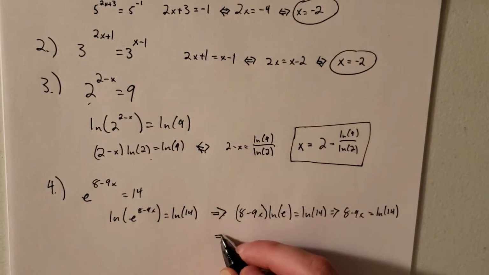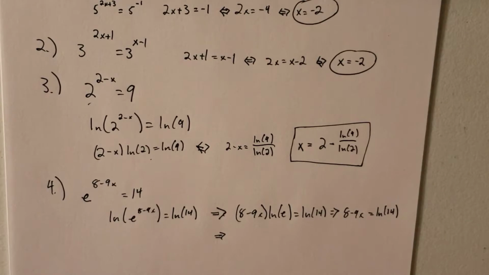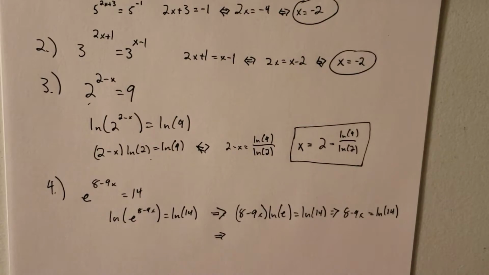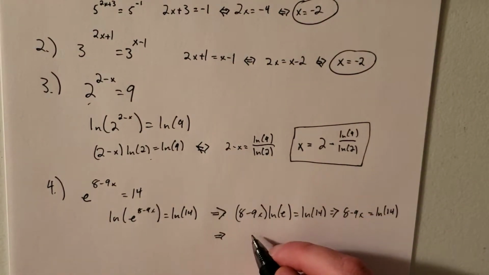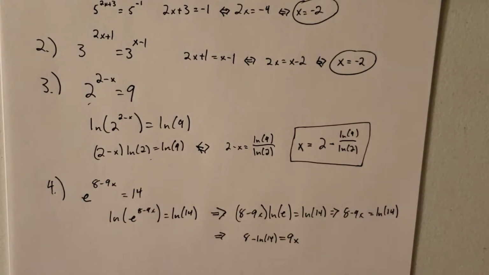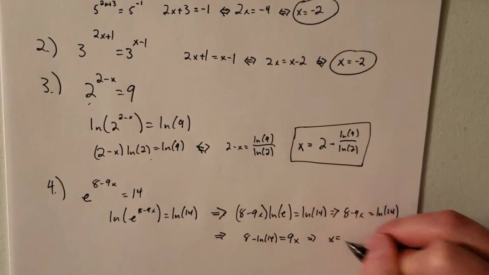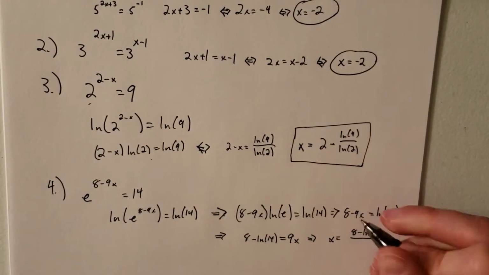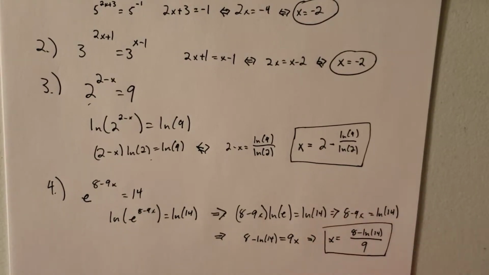Okay, and that gives us the equation 8 minus 9x is equal to ln of 14, so we can solve for x here. So we get 8 minus ln of 14 is equal to 9x. So this tells us that x is equal to 8 minus ln of 14 divided by 9. We're going to keep going. I have a couple more examples still from this section.